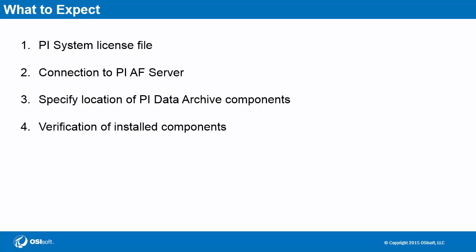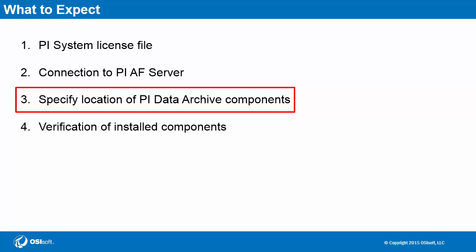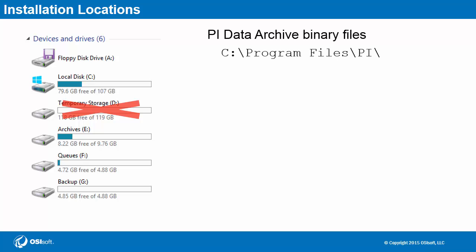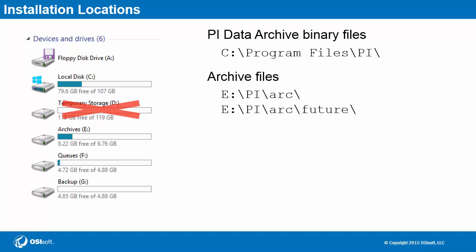One note about the location of PyData archive files. On PyServ2, there are 5 hard drives, C, D, E, F, and G. This D drive we won't be using for any Pi system related files, so feel free to just ignore it. For binary files, we'll place them in their default location, C program files Pi. Archive files, which includes both historical and future data, will go into the E drive, and event queues inside the F drive.